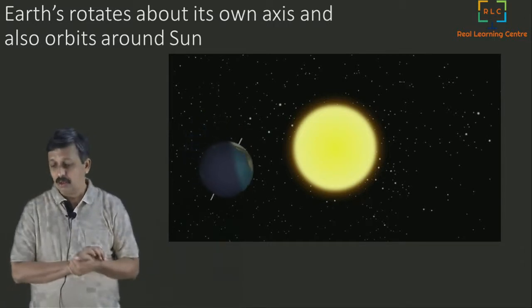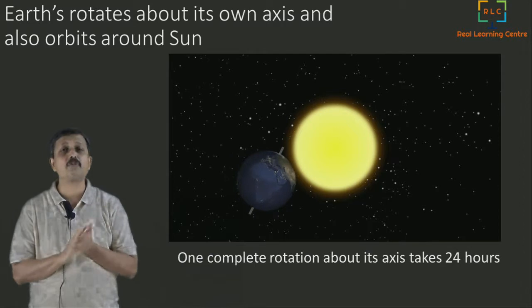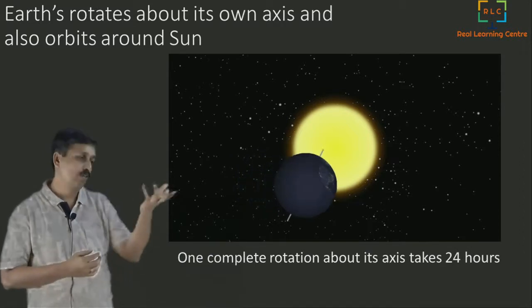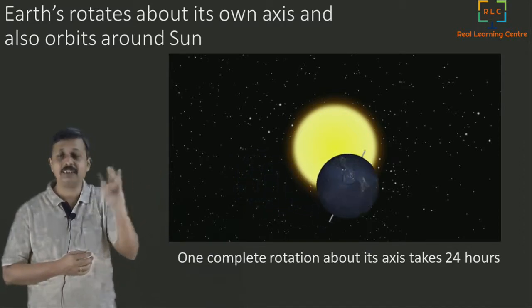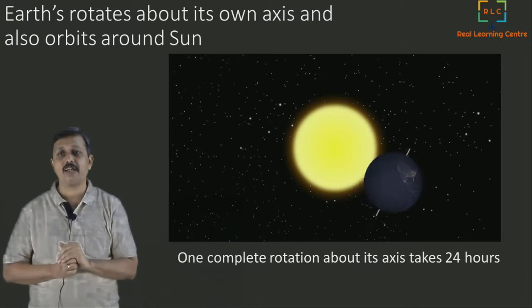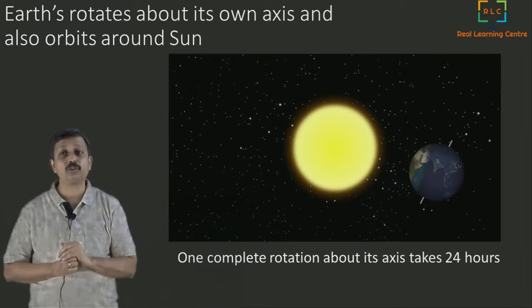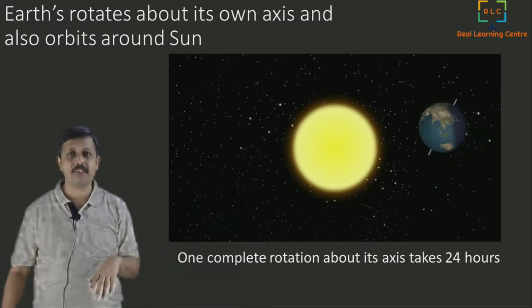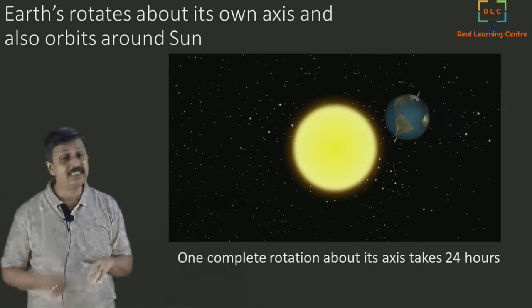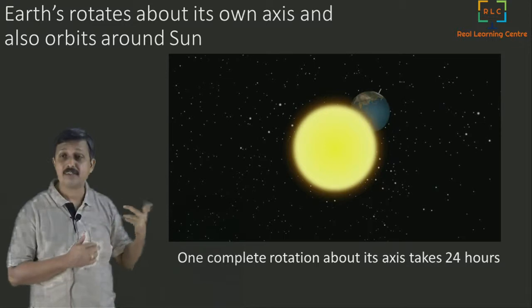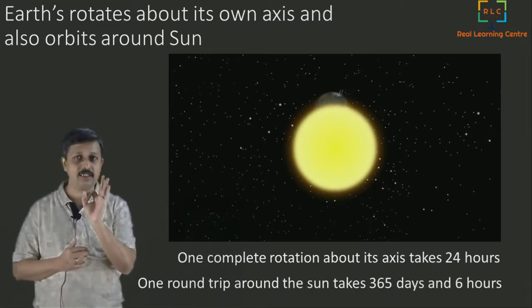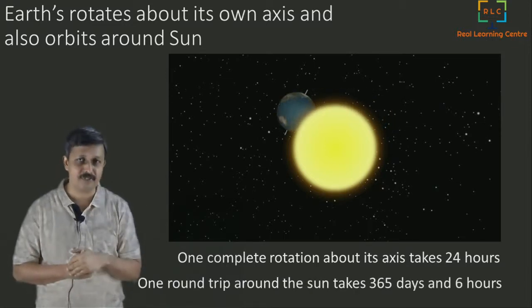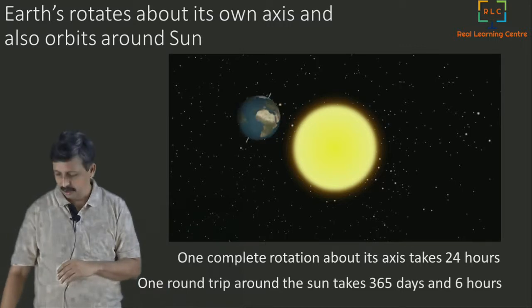Now, one complete rotation about its axis takes about 24 hours. One time to rotate around its own axis takes 24 hours. And to go around the Sun in one full round trip basically takes about 365 days and 6 hours. Not just 365 days, 365 days and 6 hours. Okay, that is the total time.